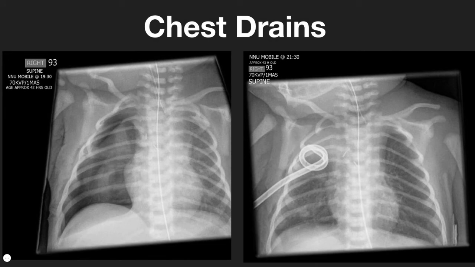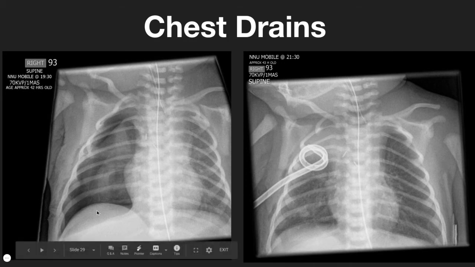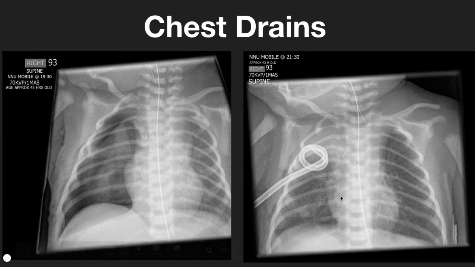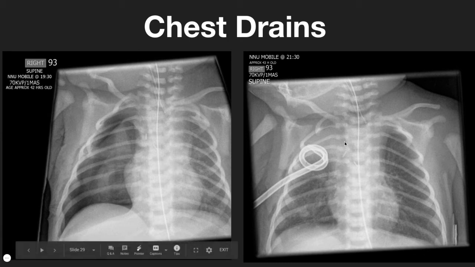Chest drains are typically inserted to drain air or fluid. On the image on the left, there is a large right-sided pneumothorax, and on the image on the right, an intercostal drain has been inserted. There has been a significant improvement in the right-sided pneumothorax. However, there is new right upper lobe collapse.